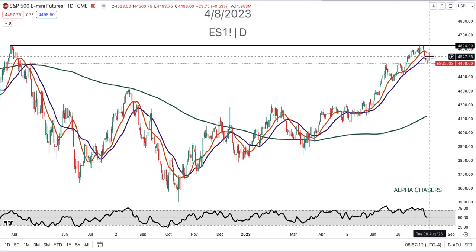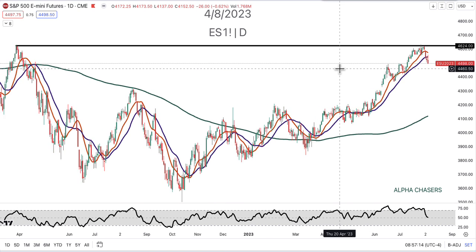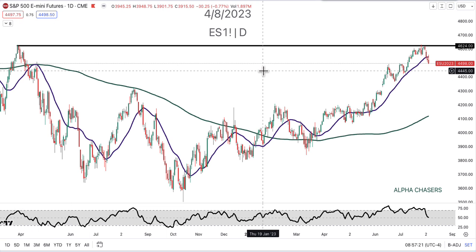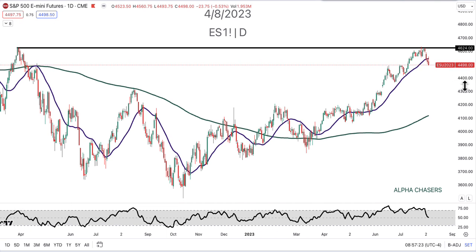I use the 22 as a demarcation line for who's in charge. I could do a whole video on these moving averages. There's way more to it than that. If that's of interest, just comment below and I will do a video on it.